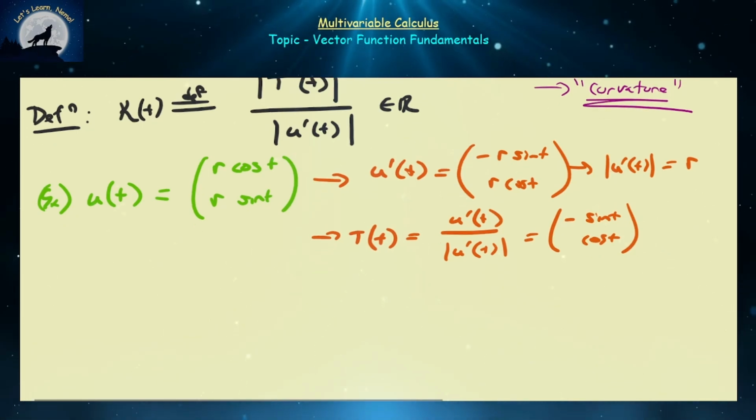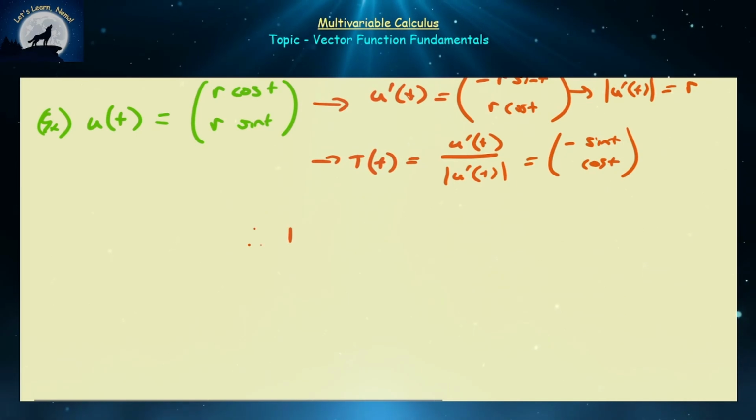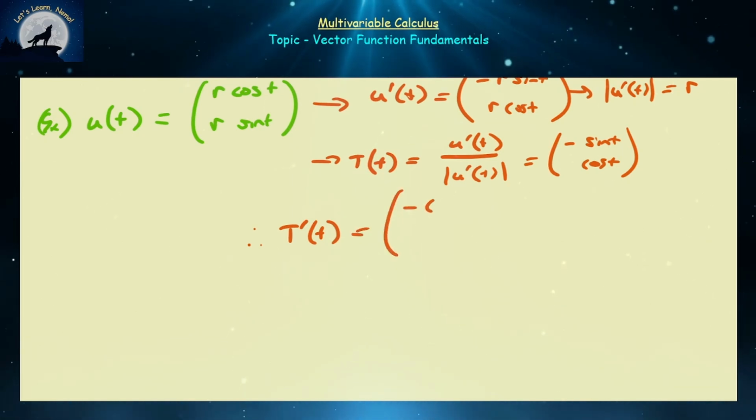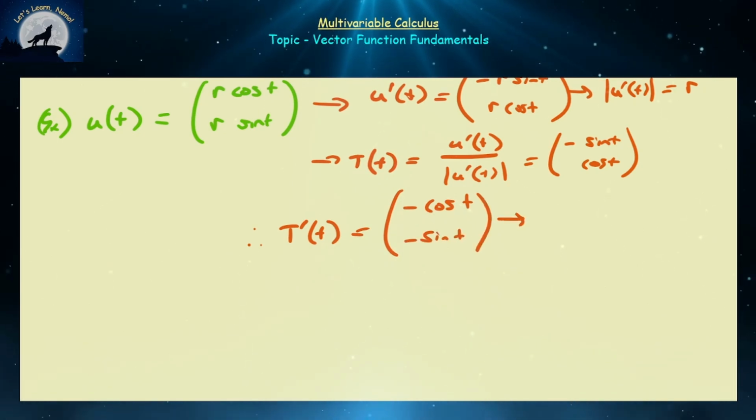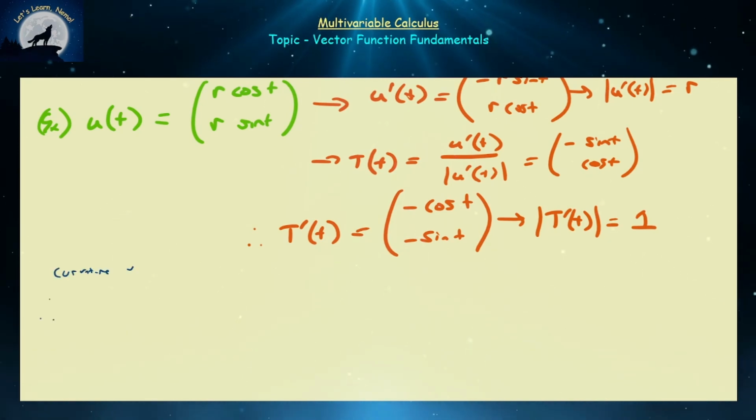So once you have the unit tangent vector, we can differentiate it. The derivative of the tangent vector, which you could call the acceleration vector, will be equal to what? That's going to be minus cosine of t and then minus sine t. And the norm of that vector, you should be able to verify, is going to be equal to 1. So therefore, what is the curvature of a circle of radius r at time t?